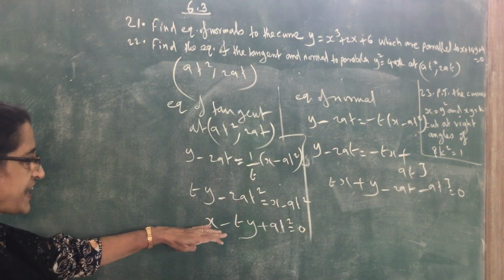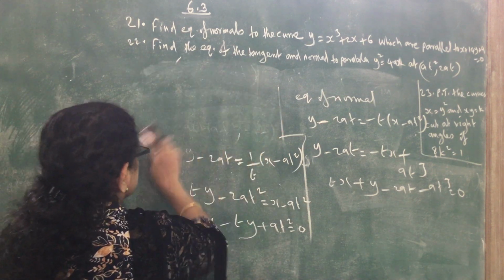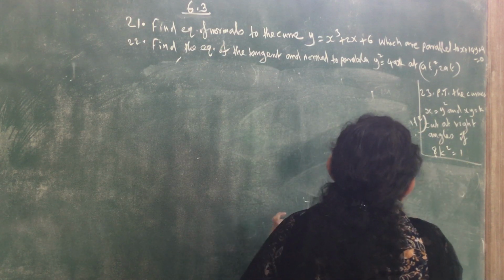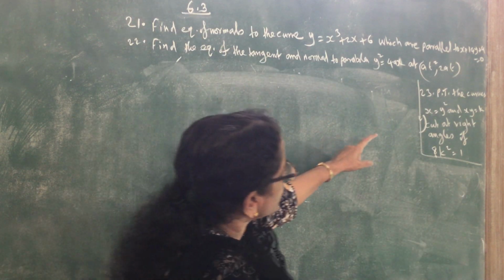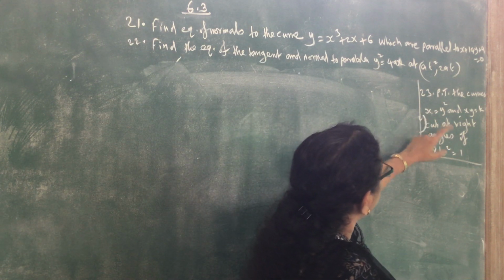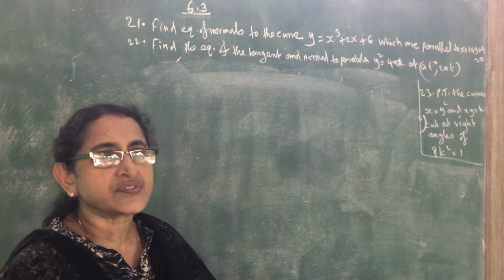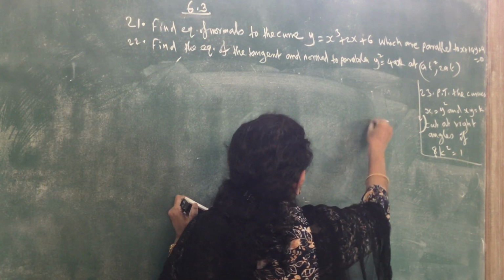So this is the equation of tangent and the equation of normal. Now the 23rd one: prove that the curves x equal to y square and xy equal to k cut at right angles. Two curves cut at right angles means, suppose these are the two curves.